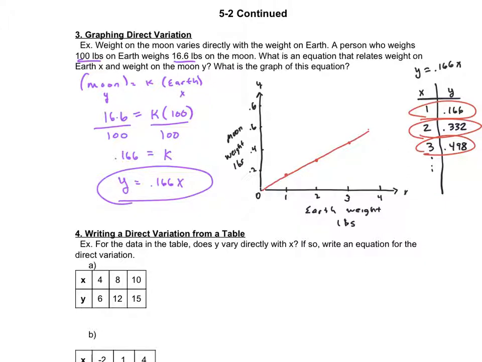And I can connect these because it is continuous. And there you have the graph. That's a graph of that equation.